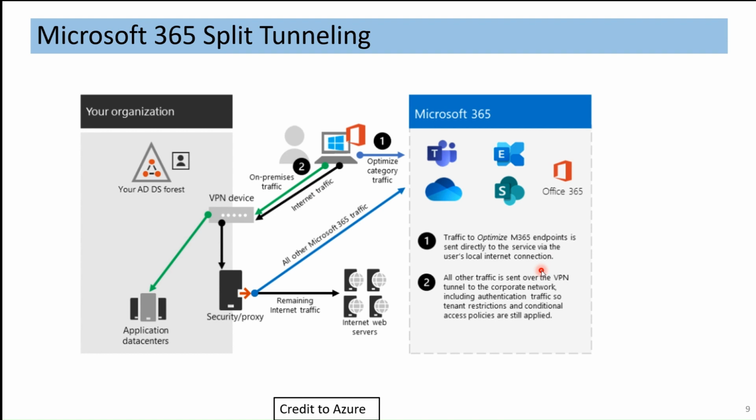Microsoft 365 split tunneling allows you to route some of the network traffic through VPN while still accessing the internet directly. So you can use it if you want to divide your traffic, which is going to the internet, and which is going to Office 365 or Microsoft 365. Okay, so this is all about deployment.